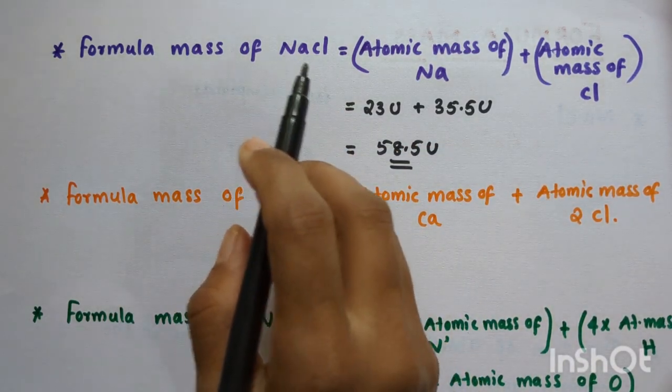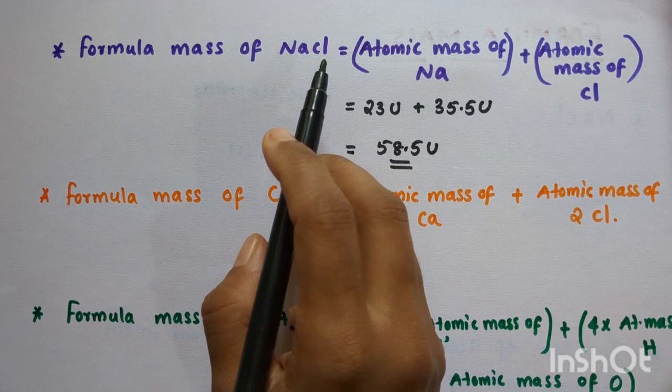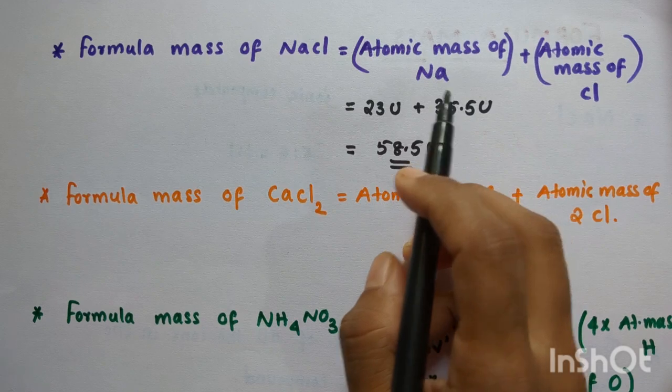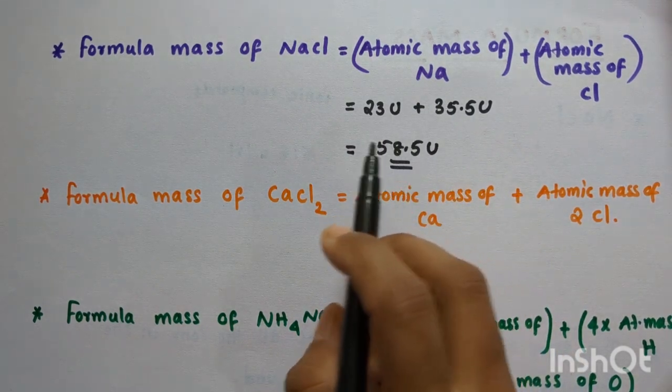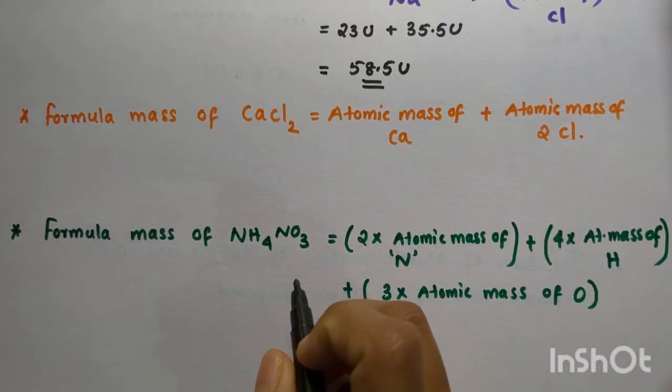That is, we just want to focus only on the formula. There is only one sodium atom, there is only one chlorine atom. So add the atomic masses of one sodium atom and one chlorine atom. That will give you the formula mass of sodium chloride.